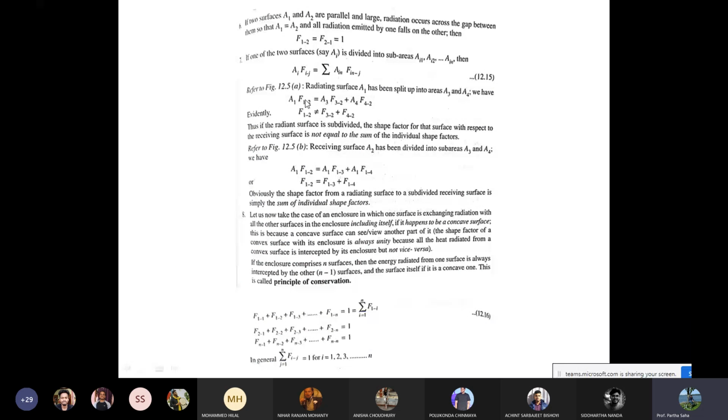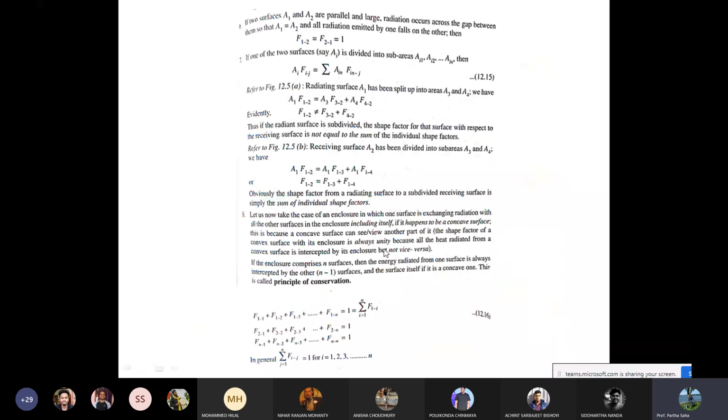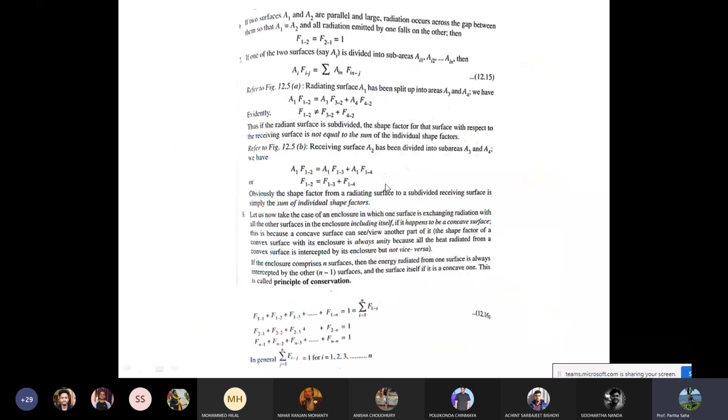That is, the shape factor of 1 and 2 is not equal to the shape factor of 3 upon 2 plus 4 upon 2. Thus, if the radiating surface is subdivided, the shape factor for the surface with respect to the receiving surface is not equal to the sum of the individual shape factors. But in the second case, the originating surface was split into two areas before; now the receiving surface has been split into two areas. Receiving surface A2 has been divided into A3 and A4.